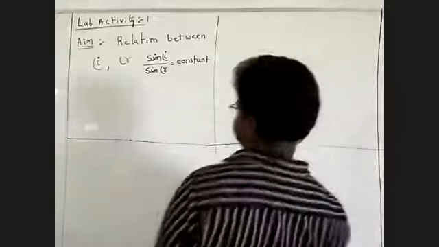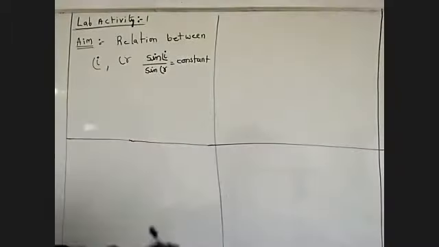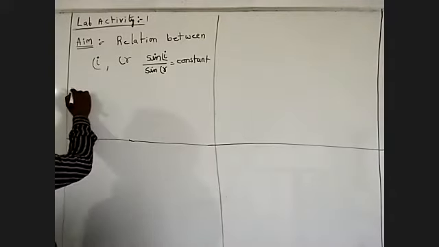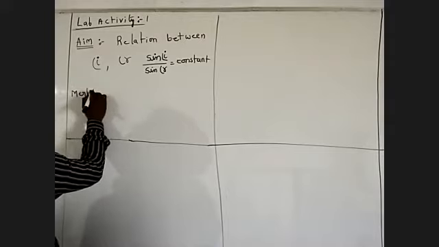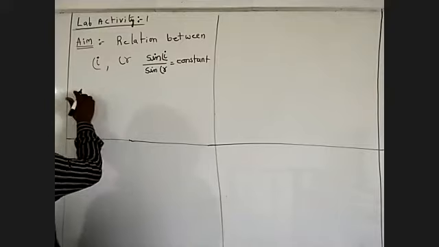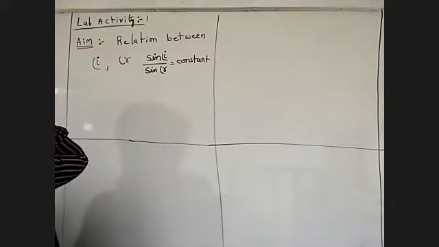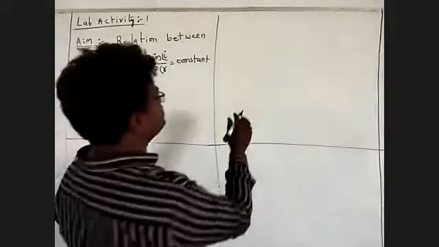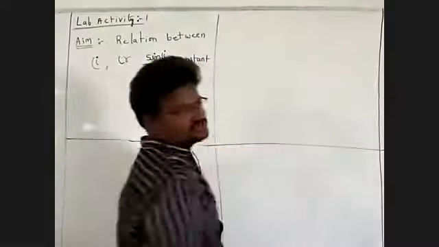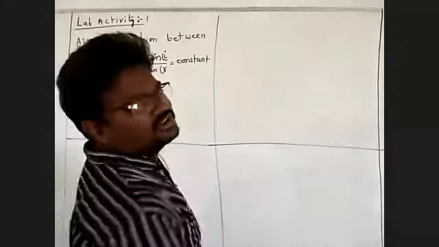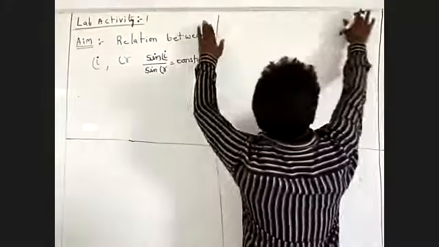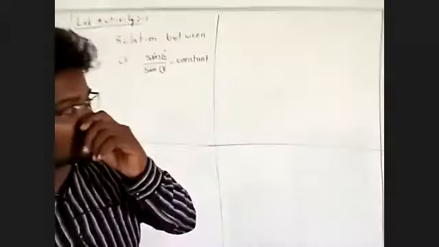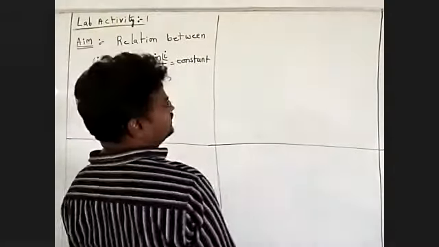Now the material, the components, we call the requirements. I'm taking a cardboard sheet. I'm taking white paper, and the white paper is kept on the cardboard sheet.